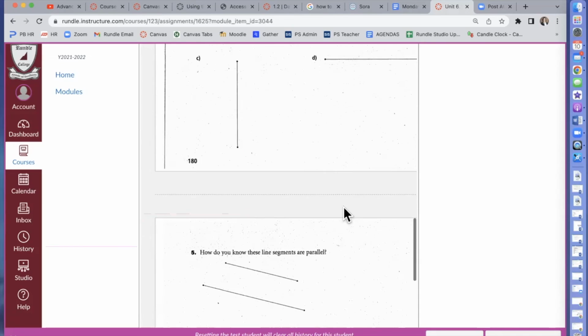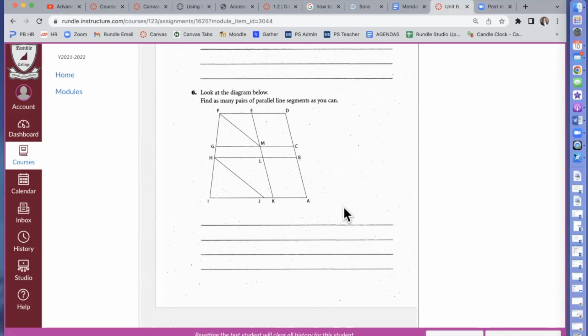And then finally, number 6. So I'm just going to name a couple on here. You might have some different ones. If you picked some and you're not sure and I don't name them, then please feel free to shoot me a message and I'm happy to let you know if you were correct on your parallel lines, because there's quite a few on here. So it says, look at the diagram, find as many pairs of parallel lines as you can. We've got FD and GC. You can add HB and IA. Those are sets of parallel lines.